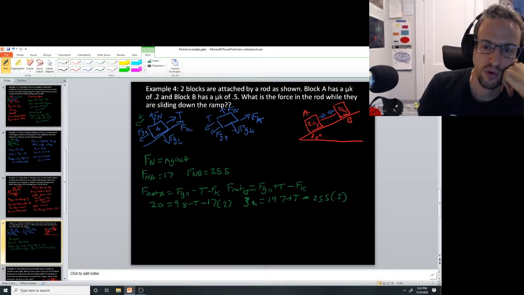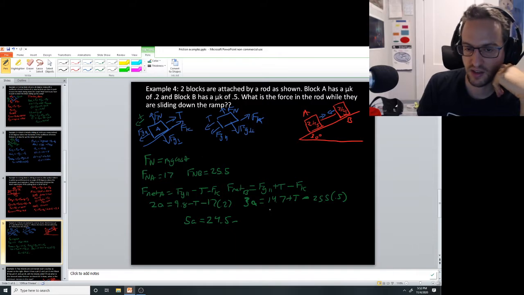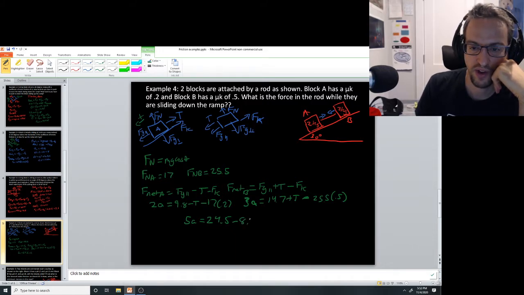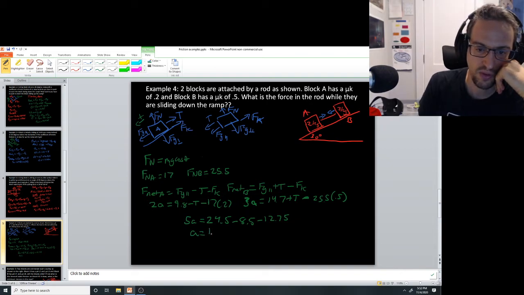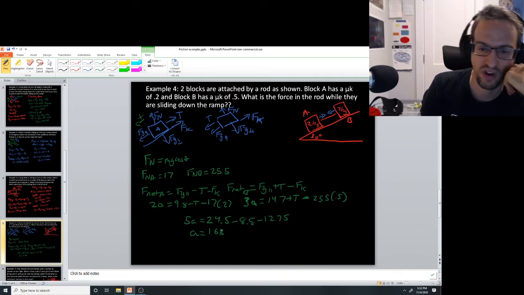And as we've done before in connected object problems, we add these two equations together, leaving us with 5A equals 24.5 minus 8.5 minus 12.75. And you should get an acceleration that is 1.68 or so. I think I rounded slightly differently when I did this math earlier, so that might be very slightly off, but it should be there. Okay.